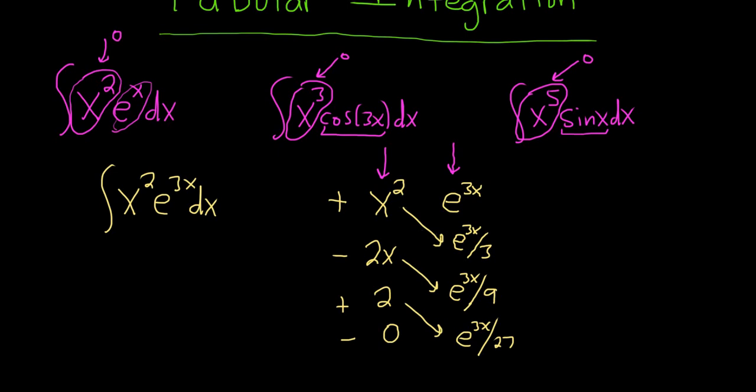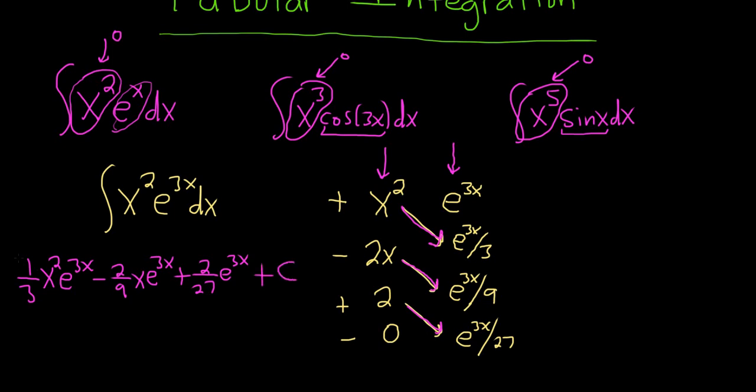So the answer is, following the first arrow, I'm going to pull out that 1/3. So 1/3 x squared e to the 3x. And then this one's minus 2/9, so minus 2/9 x e to the 3x. And then plus 2 over 27, so plus 2 over 27 e to the 3x. And then plus c. Now I'm going to pause here and check my answer because I did this kind of fast.